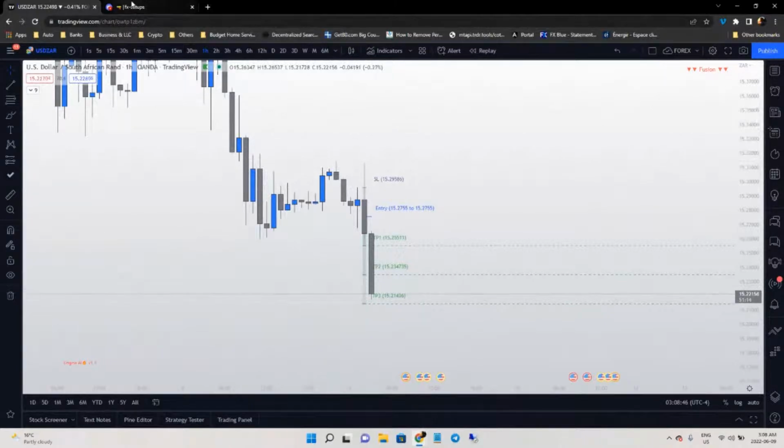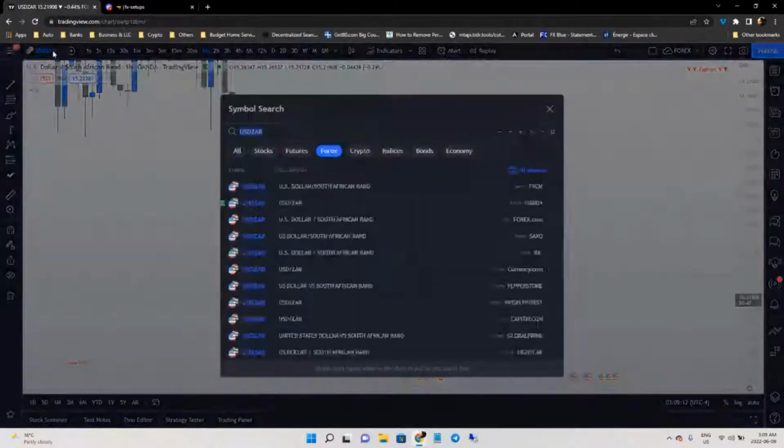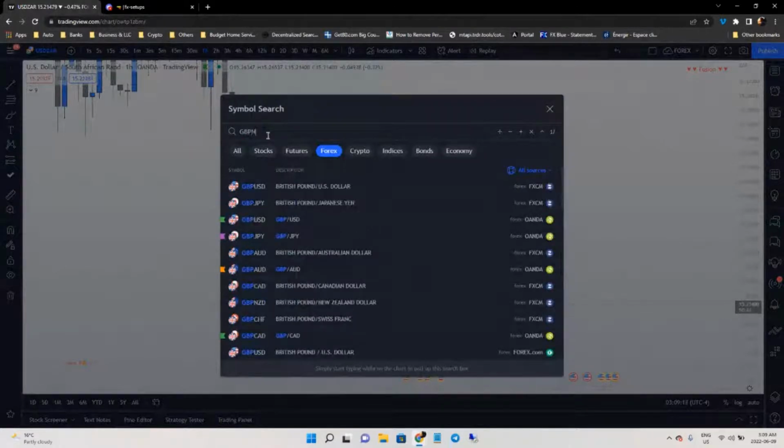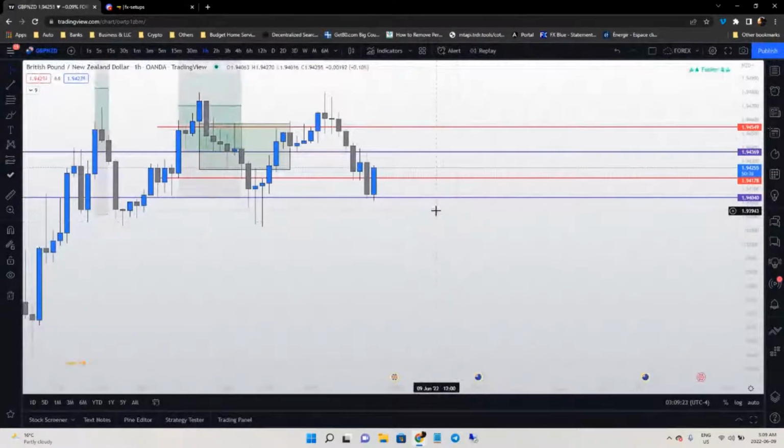Perfect. So how does it work here? Basically, you're gonna receive the alerts like this. You have two alerts right now that came in at 3 a.m.: GBP NZD, and USD ZAR. The ZAR trade is the one that we just saw. We are going to look at GBP NZD to see how it is right now. GBP NZD for a sell.